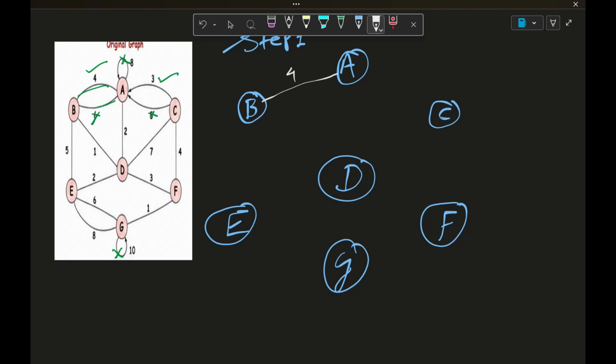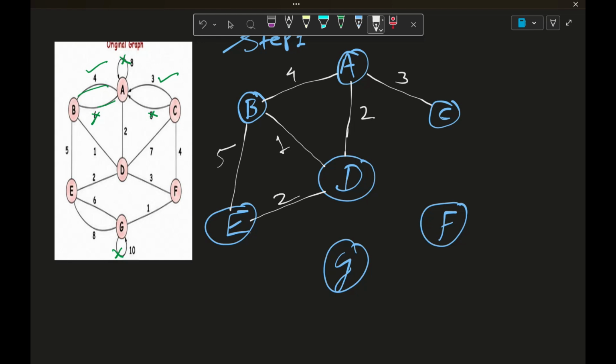This will be 4, A to C is 3, A to D is 2, then again B to E is 5, B to D is 1, D to E here is 2.